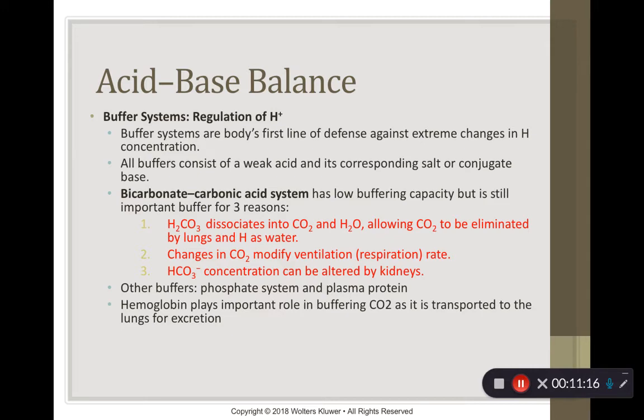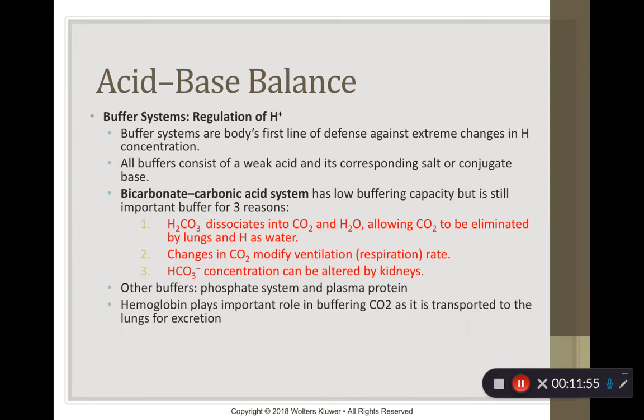With this buffer, the carbonic acid dissociates into carbon dioxide and water, which then allows carbon dioxide to be eliminated by the lungs and hydrogen as water. Also, this bicarbonate carbonic acid system is very important because the changes in carbon dioxide modify ventilation or the respiratory rate. And lastly, HCO3 minus or bicarbonate concentration gets altered by the kidneys.